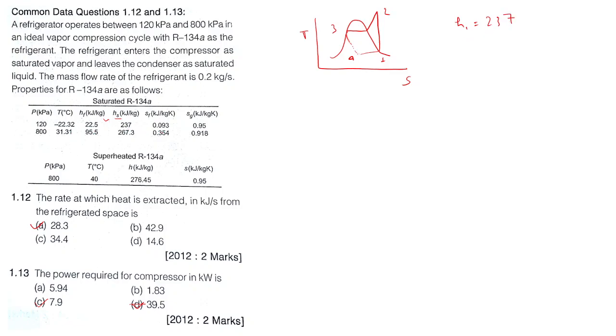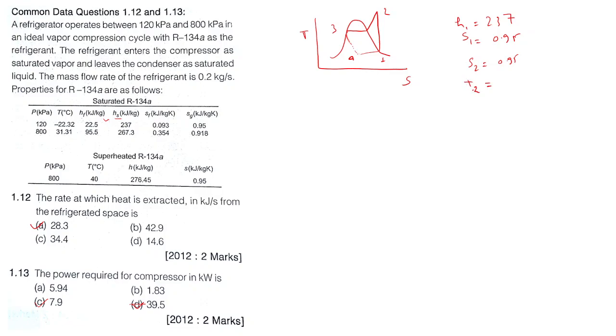And S1 we know, 0.95. So S2 also we know. What would be S2? S1 would be the S2. As this is superheated vapor, what is the T2 you have got from here? How do you find the T2?